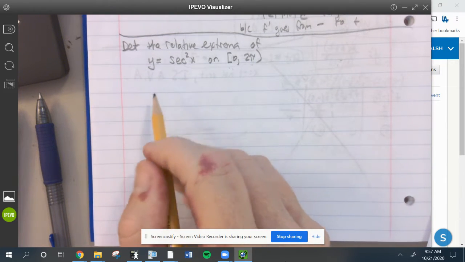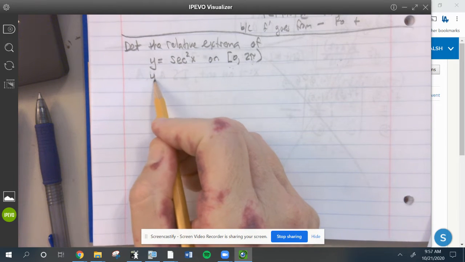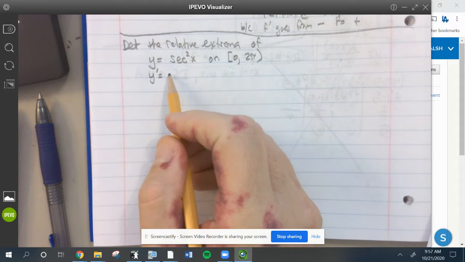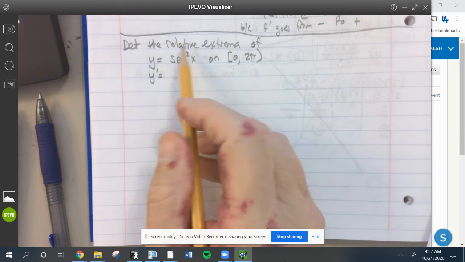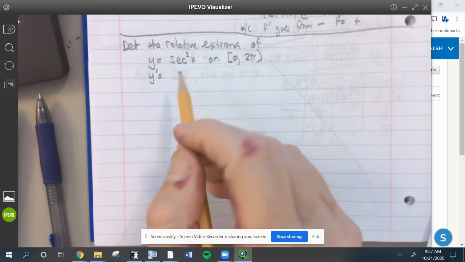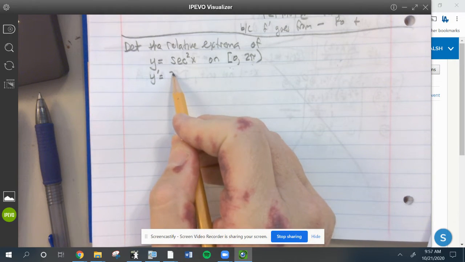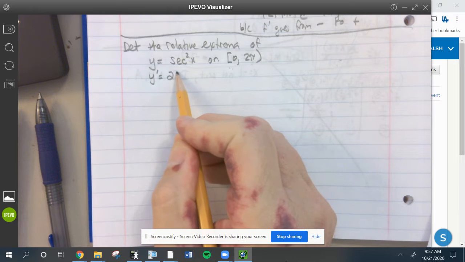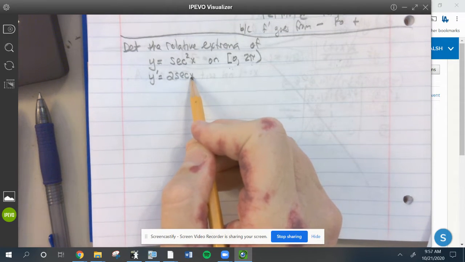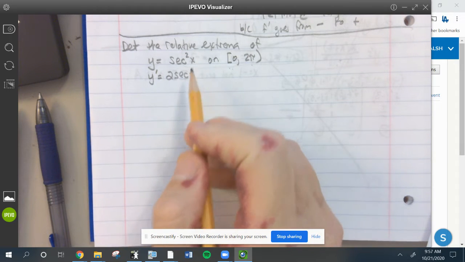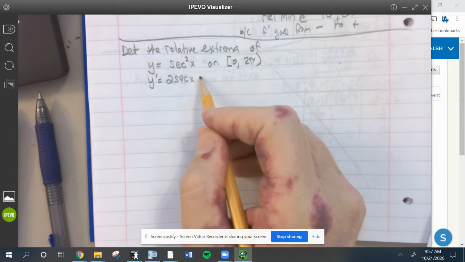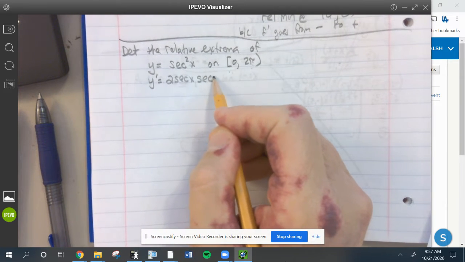The first thing you do is find the derivative. I'm going to do the derivative of this one because it's a little bit more complicated. This is secant quantity squared, so you have to follow the chain rule: draw the outside, leave the inside alone. So 2, leave secant x to the first alone, now times the derivative of the inside, which was secant. The derivative of secant is secant tangent.